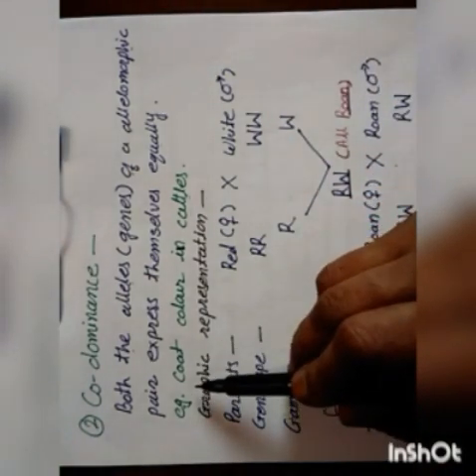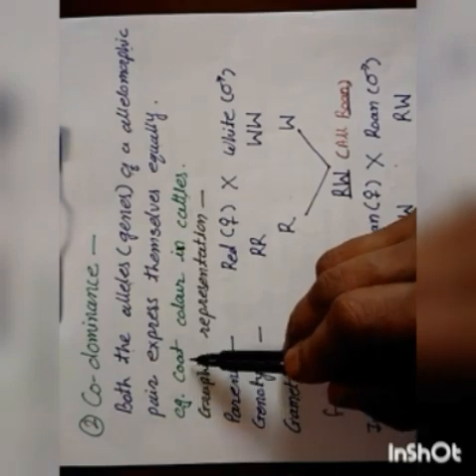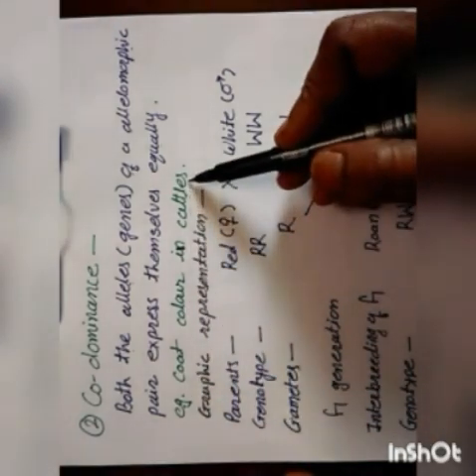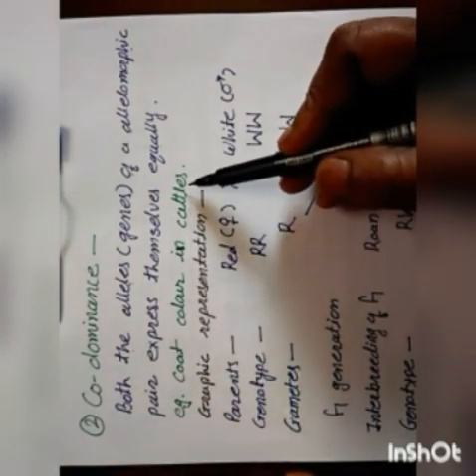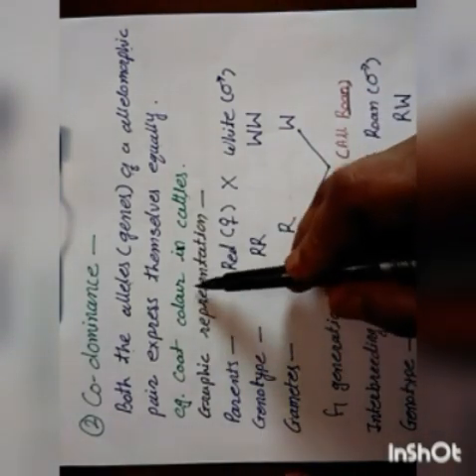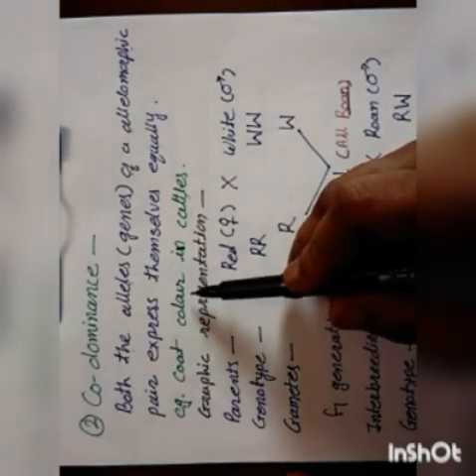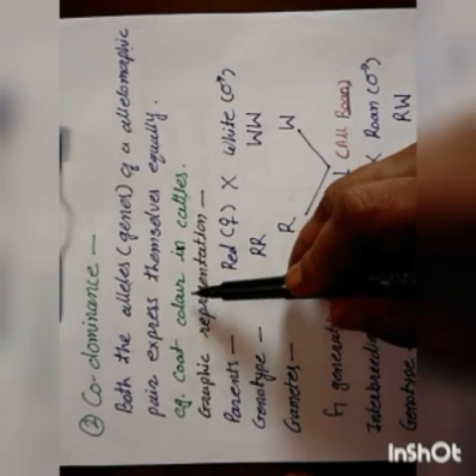The example of codominance is coat color in cattle. In cattle, coat color is due to the presence of hairs on the skin.